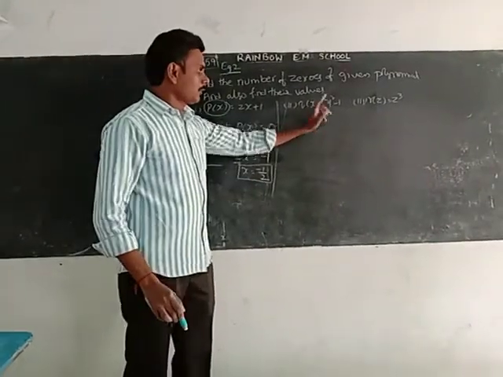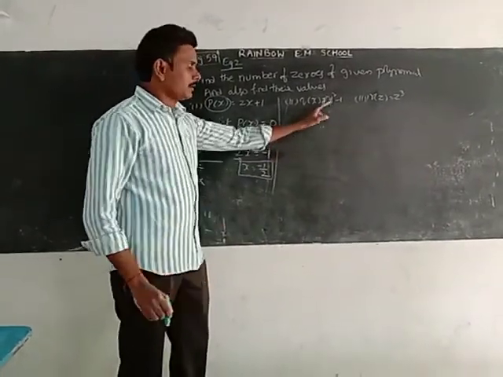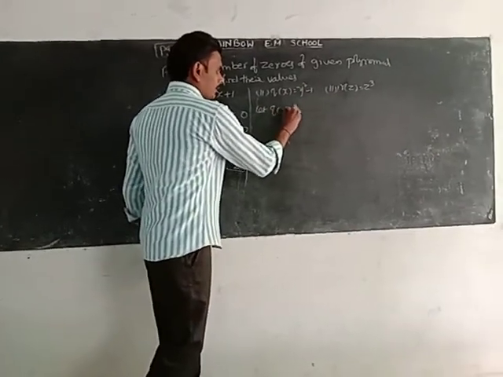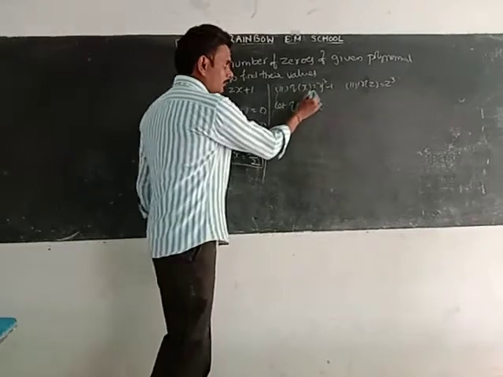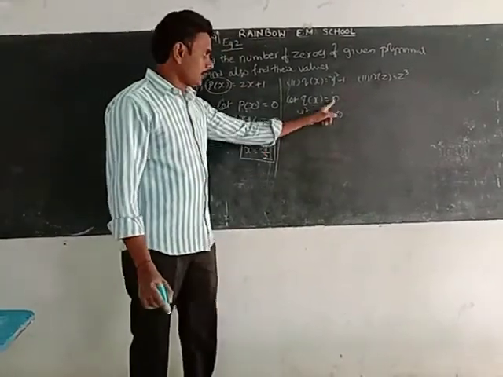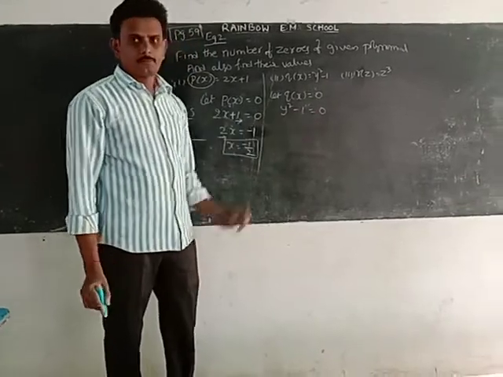Q of x equal to y square minus 1. Now let Q of x equal to 0. Then y square minus 1 equal to 0.